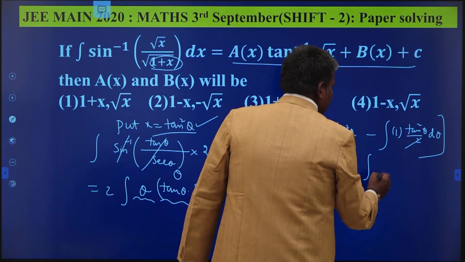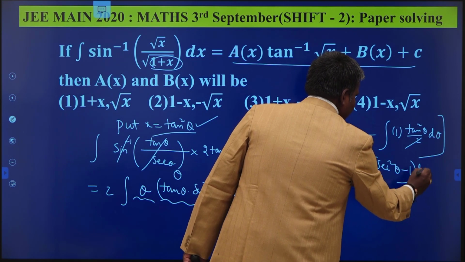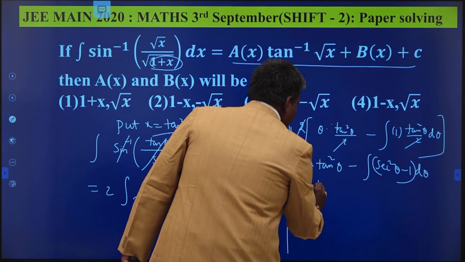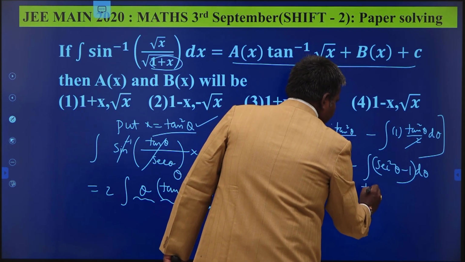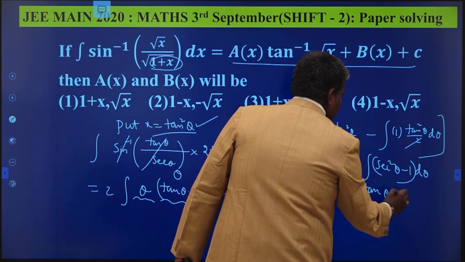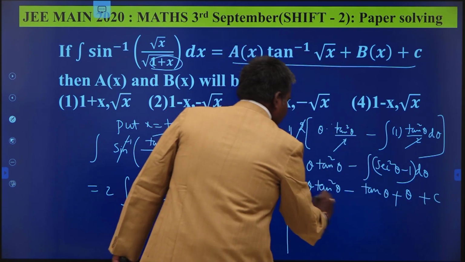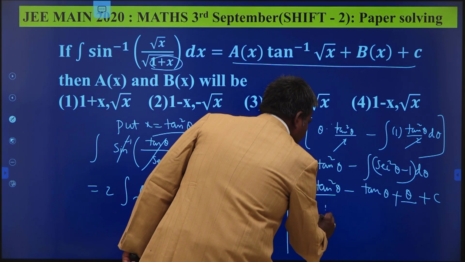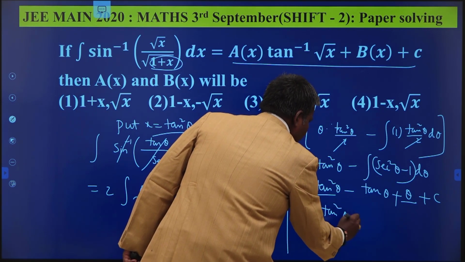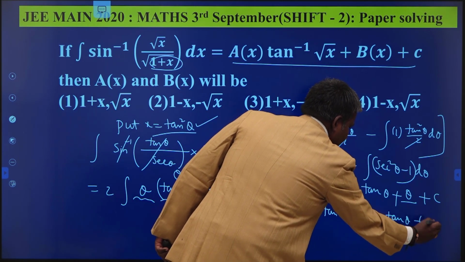minus integral tan square theta. This can be written as secant square theta minus 1 d theta. So theta tan square theta minus tan theta, minus into minus plus theta, plus c. You can take theta as common: theta into tan square theta plus 1 minus tan theta plus c.